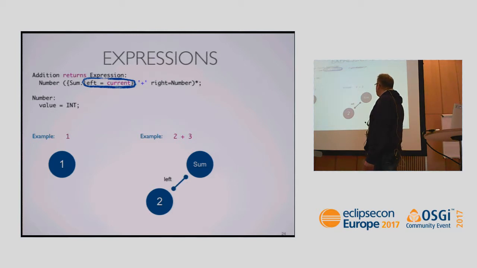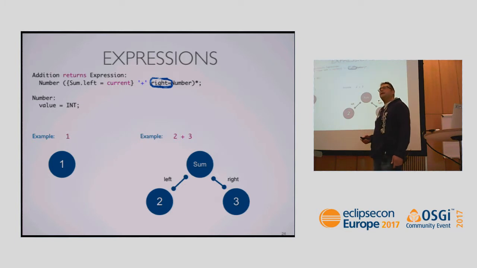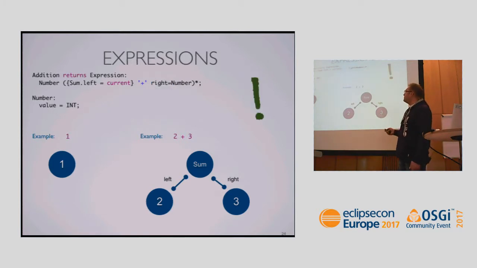So we assign the 2 to the left side of the sum, then parse the 3, create a number instance, and assign it to the right side of the sum. And that's the parse tree that we need. So here you have the necessity to use create actions.